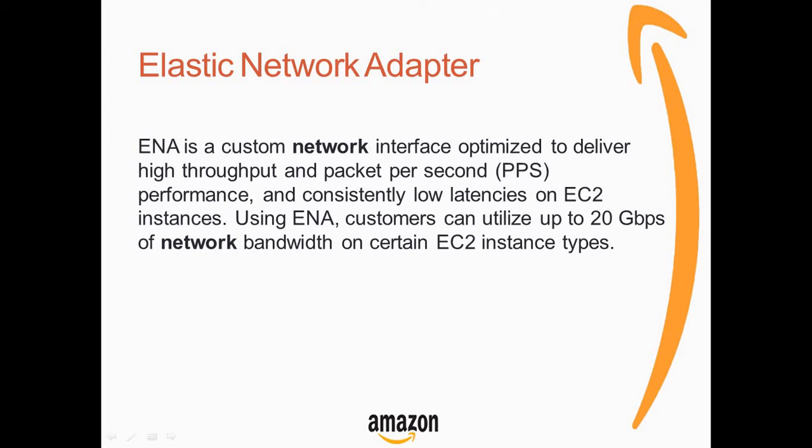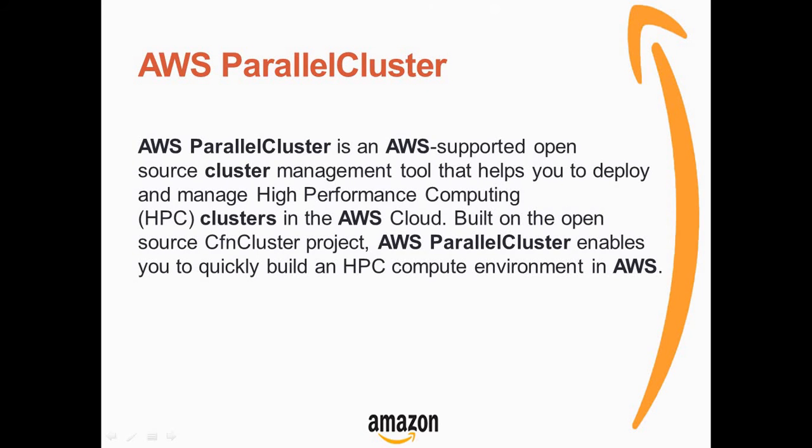Then comes Elastic Network Adapter. This is ENA. It is a customer network interface optimized to deliver high throughput and packet per second performance and consistently low latencies on EC2 instances. Again, it is related to EC2 instances. Using ENA, customers can utilize up to 20 gigabits per second of network bandwidth on certain EC2 instance types. So remember this. You can utilize up to 20 gigabits per second of network bandwidth.